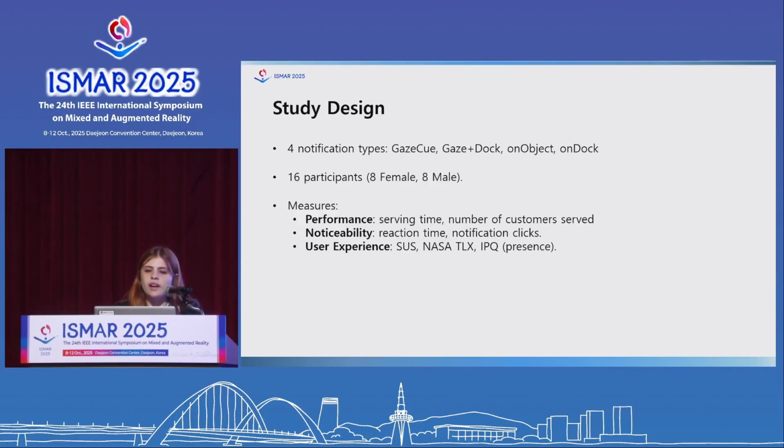Serving time shows how long it takes for the participants to serve each customer, and the number of customers served is how many customers they can serve in the time. And for the noticeability, we asked users to click on the notifications as soon as they notice the notification, except for the gaze cue because it automatically disappears. And the notification clicks show how many times they can notice the notification.